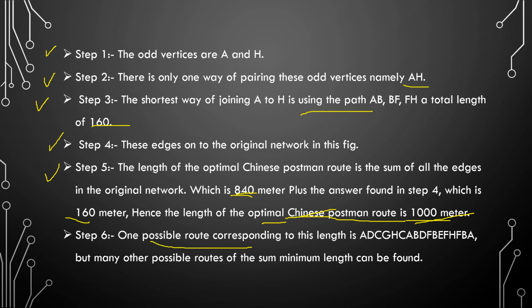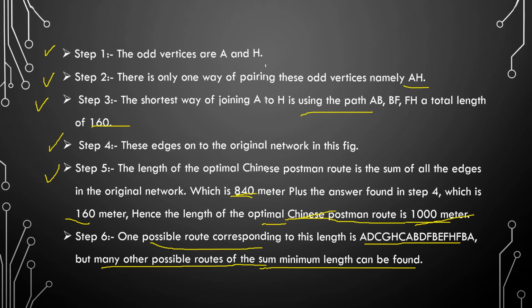One possible corresponding route is, for example, A D C, G H C, A B D, F B E, F H, F B A. But many other possible routes with the same minimum length can be found. So let us take one more example of this Chinese postman problem.